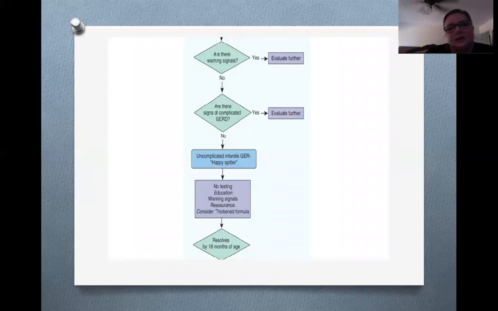So here is an algorithm out of your textbook. I wanted to point out that if they are having signs of complicated GERD, yes, we want to do more, but if they're not, then that blue box, they're uncomplicated infantile gastroesophageal reflux, and those are called, quote unquote, happy spitters. We can basically just reassure the parents and educate them that this is a normal process, that babies spit up, and also educate them on how small an infant's stomach capacity actually is.